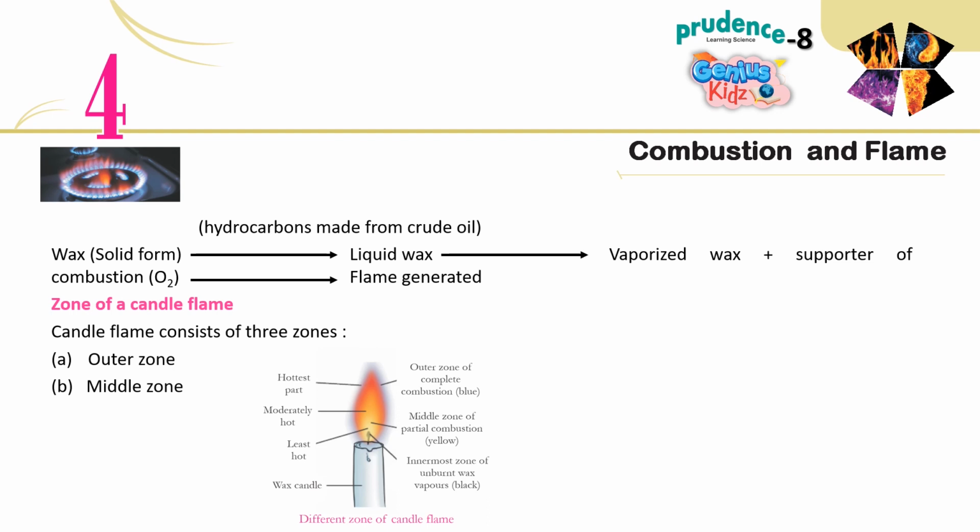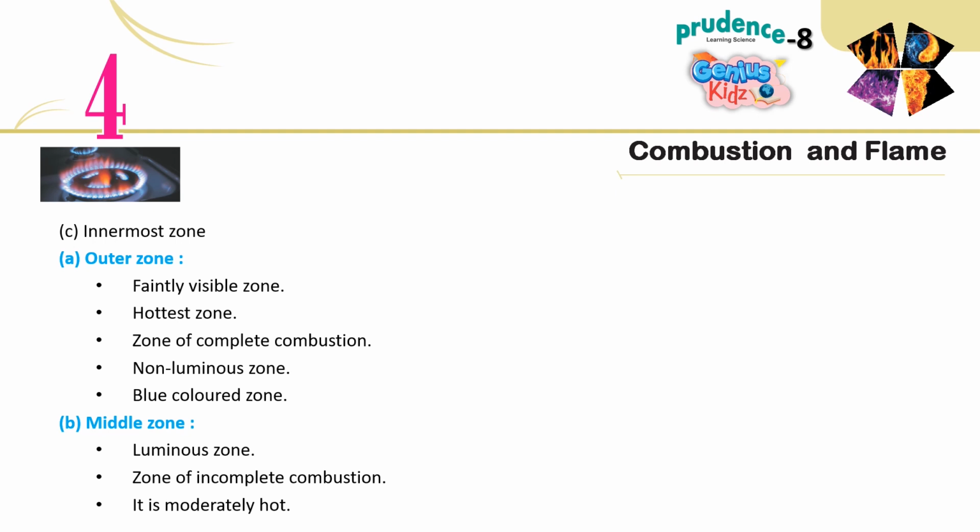Zones of a candle flame. Candle flame consists of 3 zones. A. Outer zone. B. Middle zone. C. Innermost zone. A. Outer zone. Faintly visible zone. Hottest zone. Zone of complete combustion. Non-luminous zone. Blue-colored zone. B. Middle zone. Luminous zone. Zone of incomplete combustion.